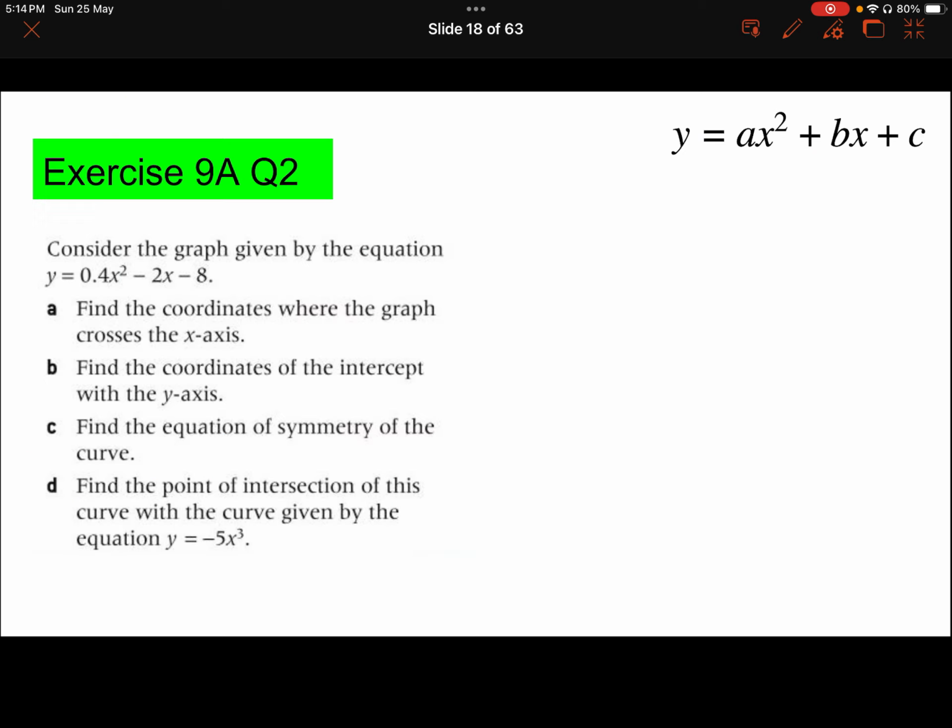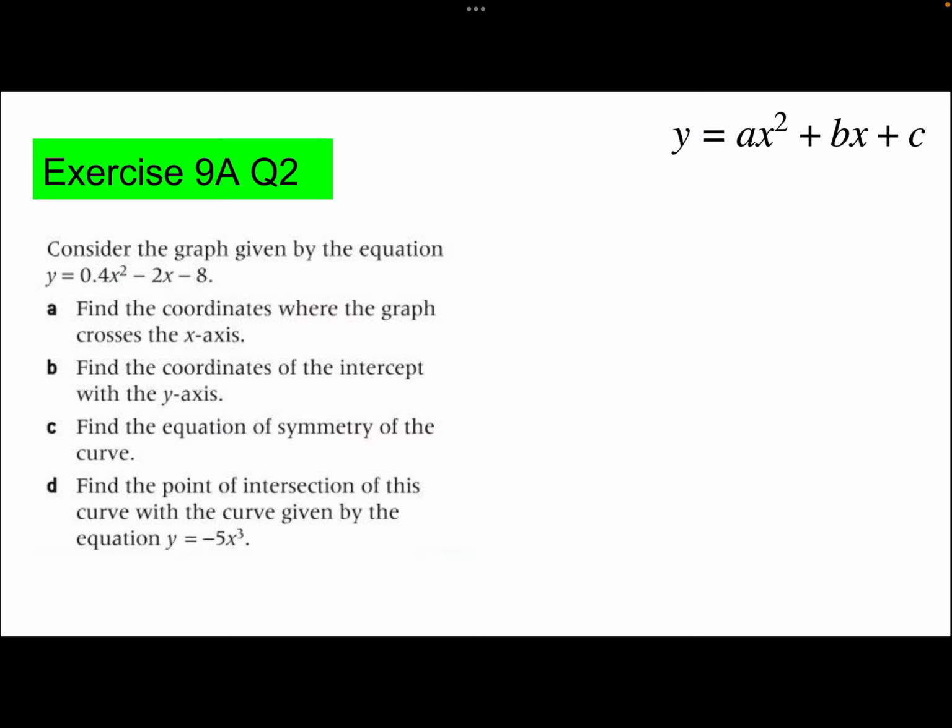Okay, so we're going to move on to a question which I took from the Oxford textbook, just to give you a rough sense of how we could do that. It says, consider the graph given by the equation 0.4x squared minus 2x minus 8. Find the coordinates where the graph crosses the x-axis.